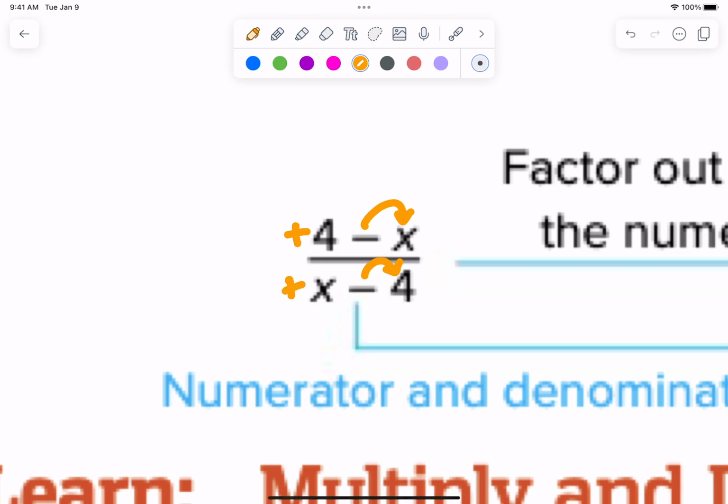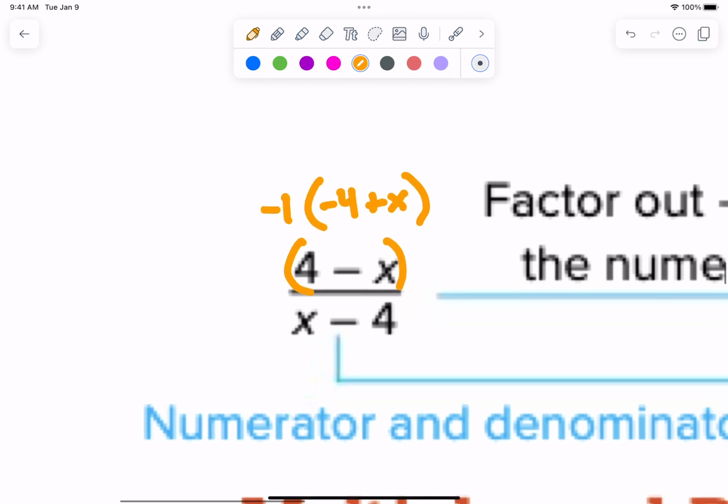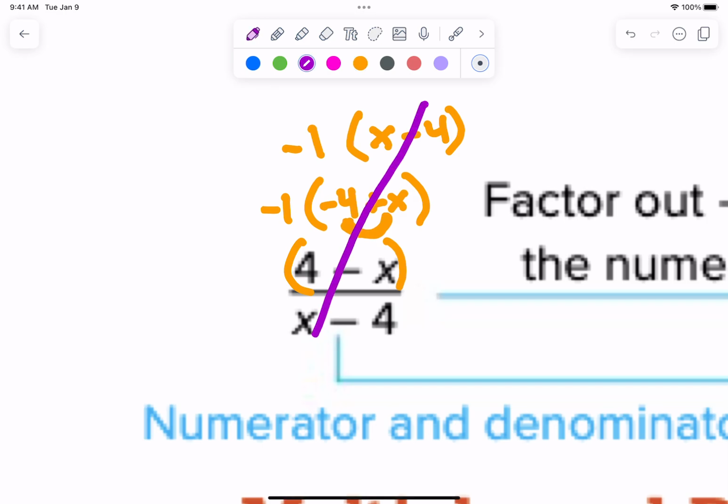But what we can do is, this top, I'm going to pick on the top. It doesn't matter if we do it to the top or the bottom. The top, if I pull a negative 1 out in front, this 4 is going to become negative 4, and the x is going to become positive x, right? You see that if I pull a negative 1 out? Or in other words, this would be negative 1 and then x minus 4 if I switch these two around. Then top and bottom cancel. x minus 4 and x minus 4 cancel, and negative 1 is all that I have left over. You see that? Clear as mud, right?